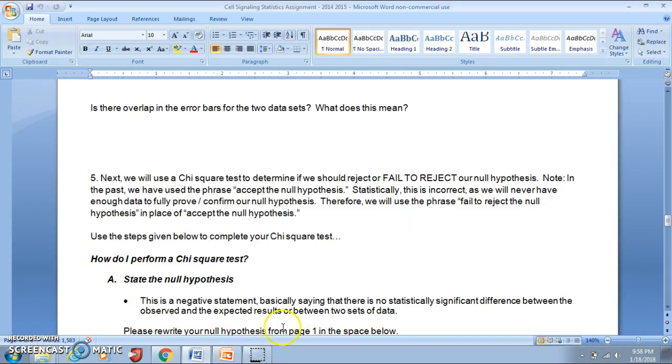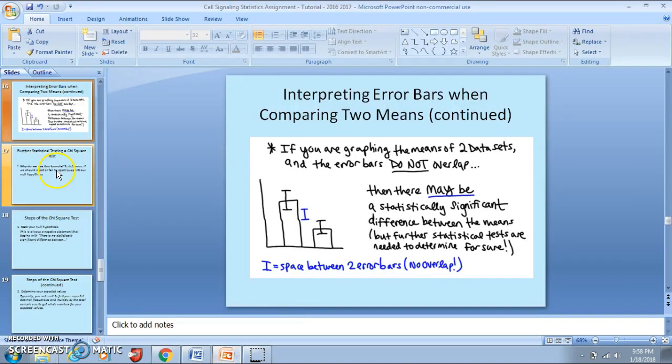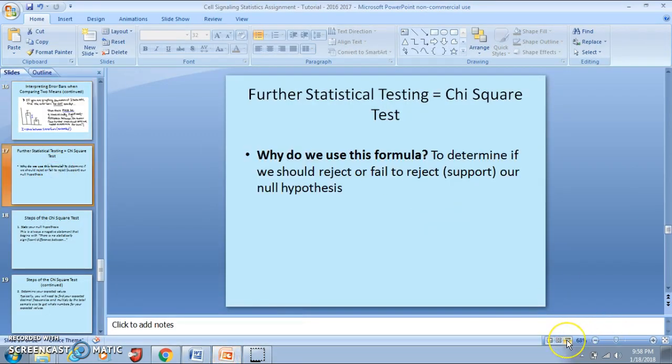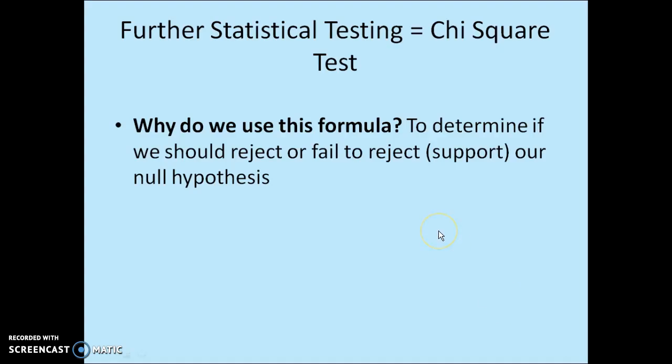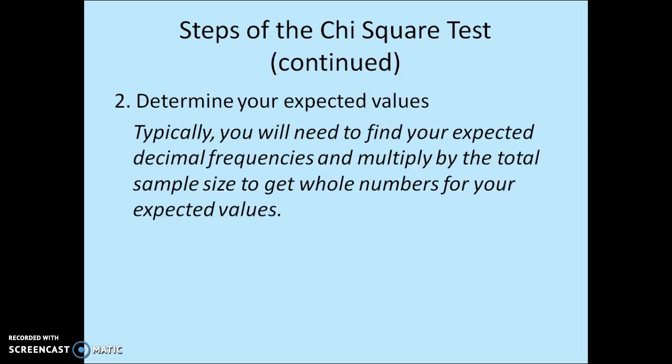Okay, now we're going to do a chi-square test, which we've done before, so I'm going to run through the steps really quickly. We use a chi-square test to determine if we should reject or fail to reject, which means support, our null hypothesis, which says there's no statistically significant difference between the 2 means for the TTX nerves and the normal nerve cells. Remember, we always state our null hypothesis. It's always a negative statement saying there's no statistically significant difference between.